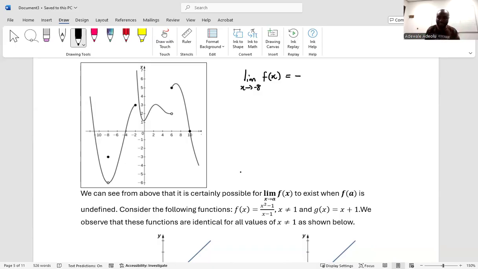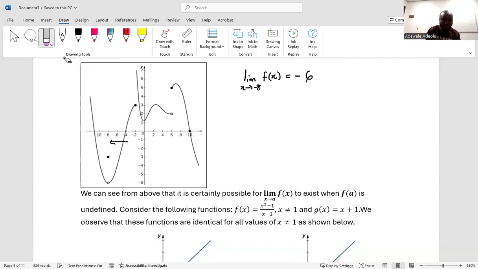The answer is negative 6, because as you look from the right to that negative 8, your y value is going to negative 6, right? You are trying to move towards this negative 8. The y value is trying to get to negative 6. The same thing from the left, it is trying to get to negative 6. Since they are the same, then we say that the limit of that function as x goes to negative 8 is negative 6. Done. But look at what we have here.